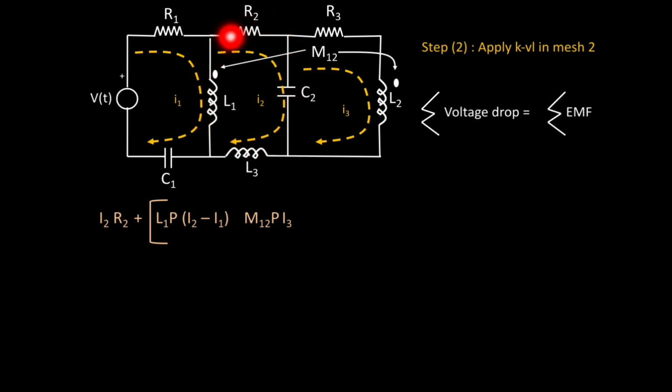So we get the dot in L1 at the time of leaving that L1. At the time of entering we are not getting the dot, but at the time of leaving that inductor L1 we get the dot, and here I2 is leaving from L1. I2 is leaving from that L1. So we get the dot at the time of leaving the inductor.